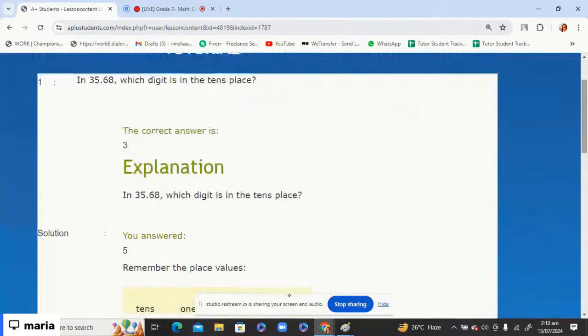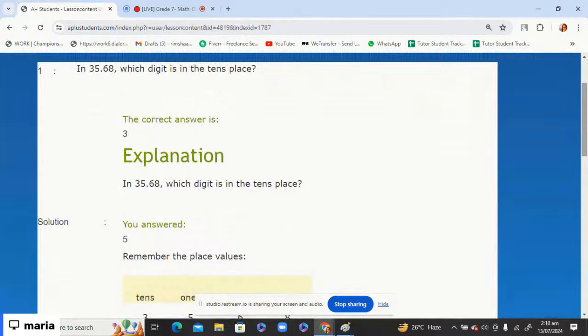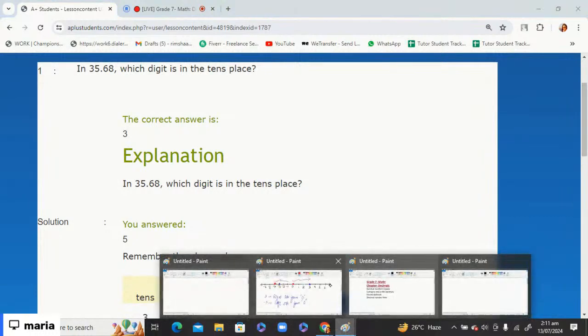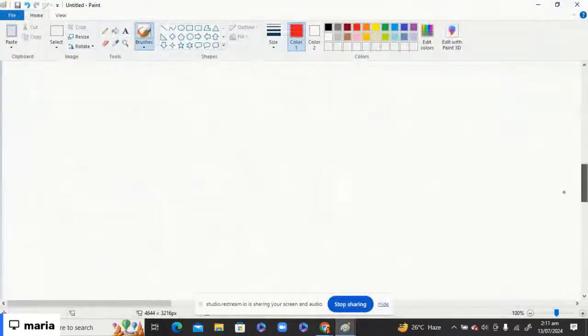Okay, so here is 35.68. Which digit is in the tens place? Look at here, the first thing. First of all, we will write the number like a table, and then we will see what basically the ones and tens table is. Okay, then you guys will be more able to understand. So let me write.